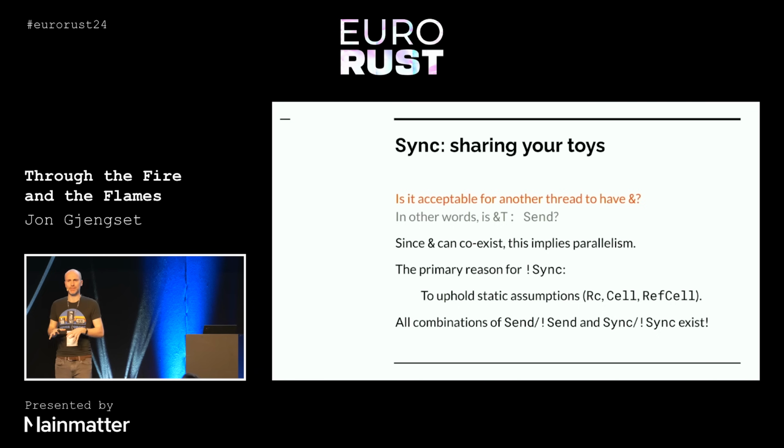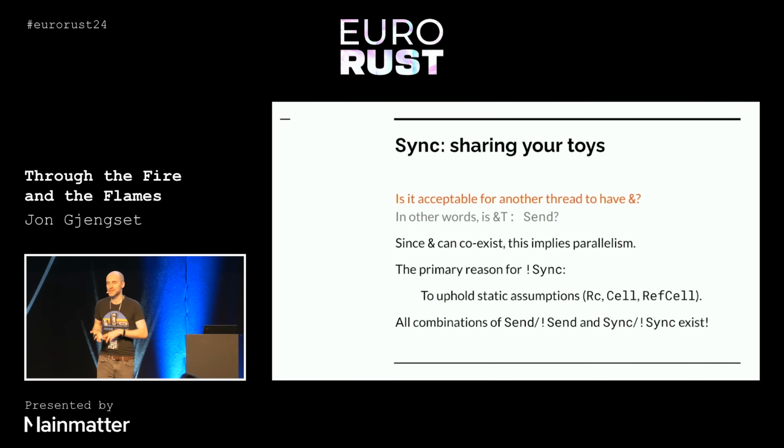With Sync, there are fewer reasons why something might not be Sync. The primary one is to uphold static assumptions, sort of like how we talked about for Rc. Rc is a good example here as well, where imagine that you cloned the Rc locally on your thread, so the atomic increment is fine, and you give away a reference to that Rc to another thread. You might imagine that that's fine, because that other thread, all it can do is use the thing shared immutably behind the Rc. The problem is the clone method takes a shared reference to self. And so if I give away a reference to an Rc to another thread, that thread can then choose to clone it, and now you run into the same reference counting problem.